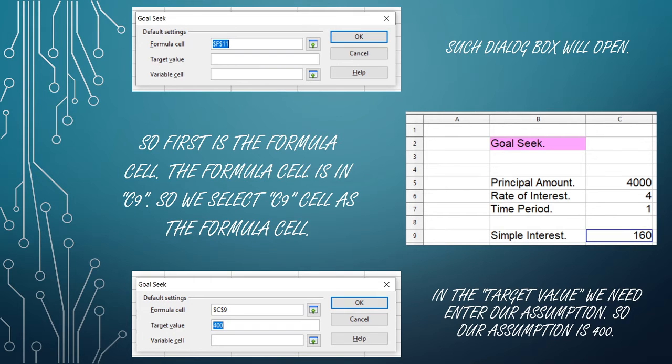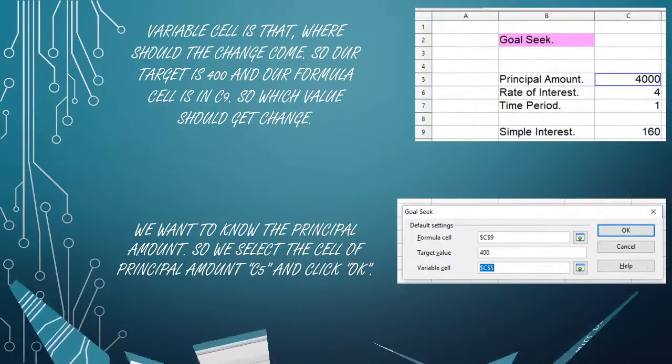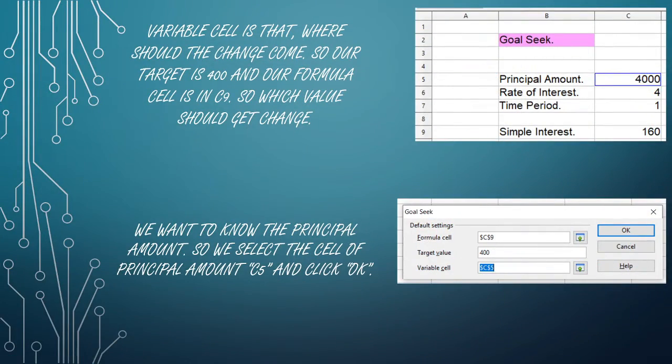Such a dialog box will appear in front of you all. So first is the formula cell. The formula cell is C9, so we select C9 cell as the formula cell. In the target value, we need to enter our assumption, so our assumption is 400. Variable cell is where the change should come. So our target is 400 and our formula cell is C9. So which value should get changed? We want to know the principal amount, so we select the cell of principal amount, C5, and click on OK.